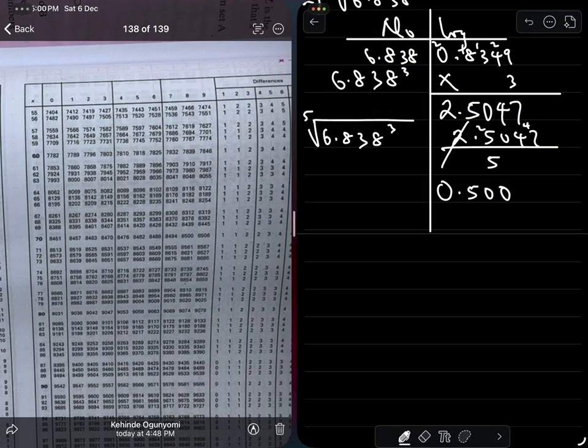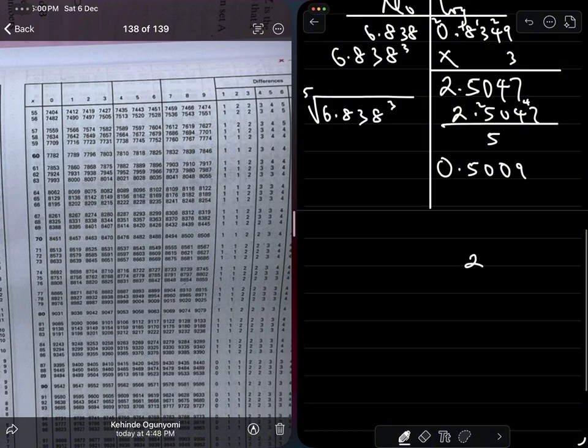Don't just jump to 5 in 47. No. 5 in 4 is 0. Carry the 4 to the 7. It becomes 47. 5 in 47 is 9. 5 times 9 is 45. You are left with 2.